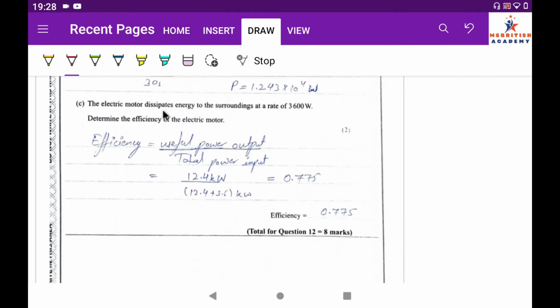The electric motor dissipates energy to the surroundings at the rate of 3600 watts. Determine the efficiency of the electric motor. The efficiency is useful power output upon total power input. Okay, this is the surroundings, so we'll add up. These are useful and this much is dissipated to the surroundings, so we will add all of them to get the input power, and from there we get 0.775 efficiency. Okay, between 0 and 1.